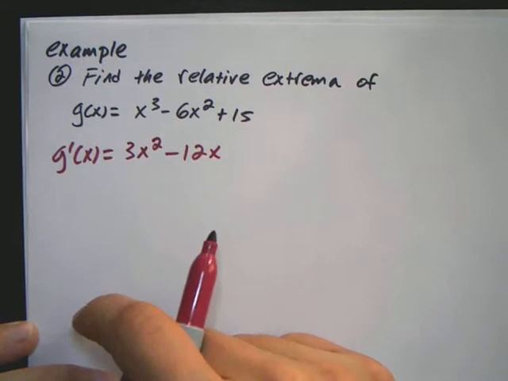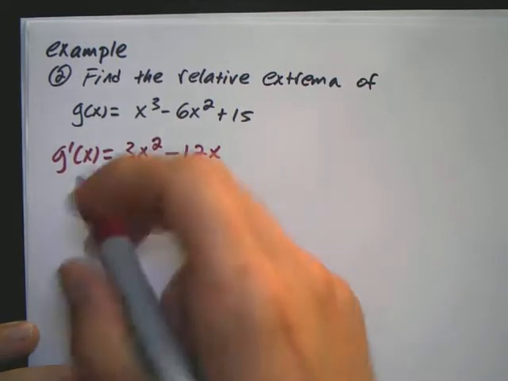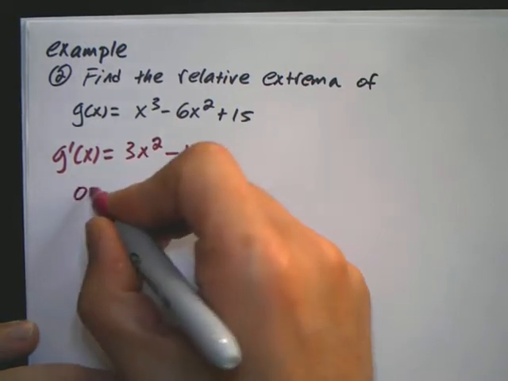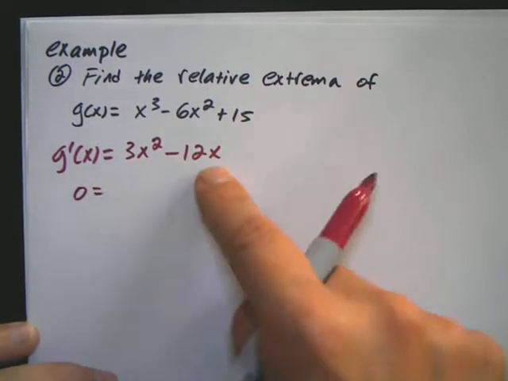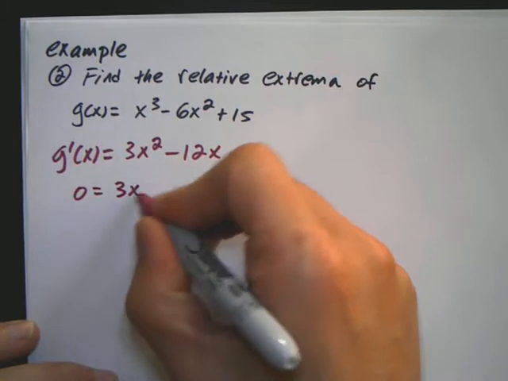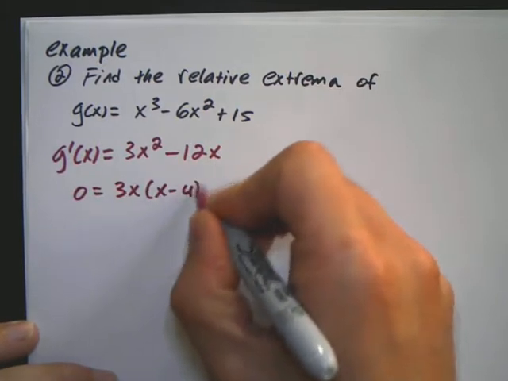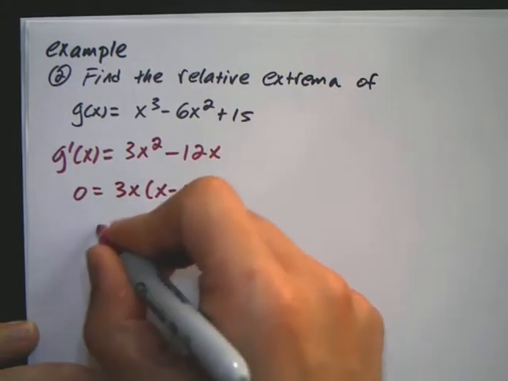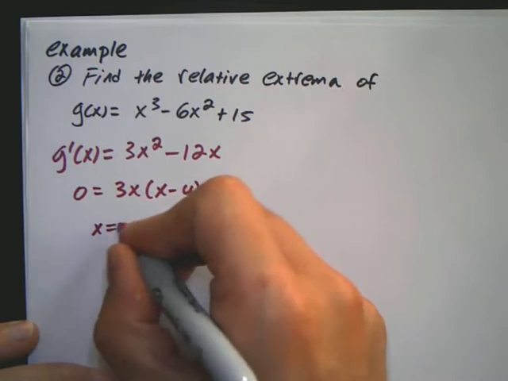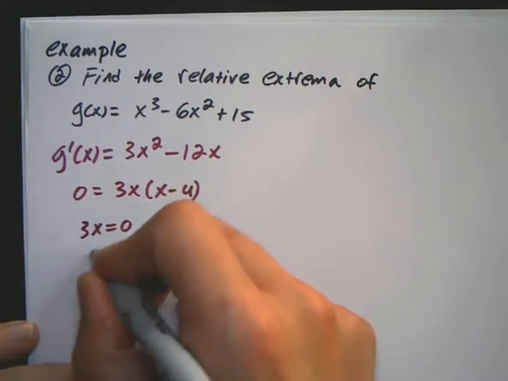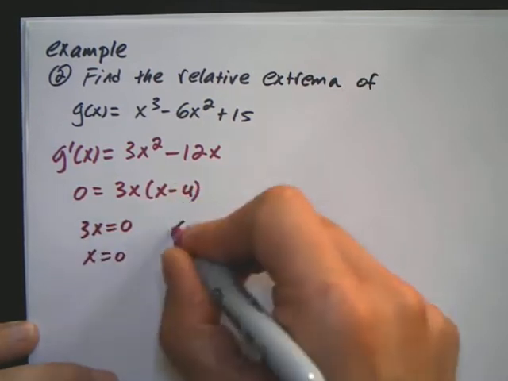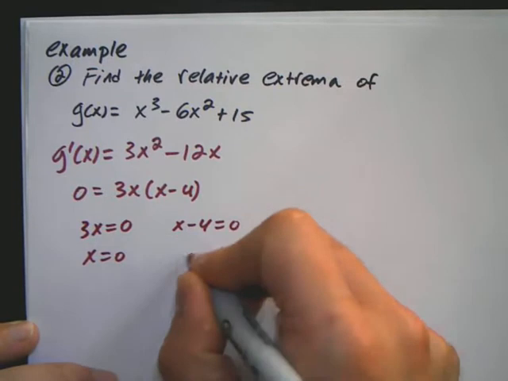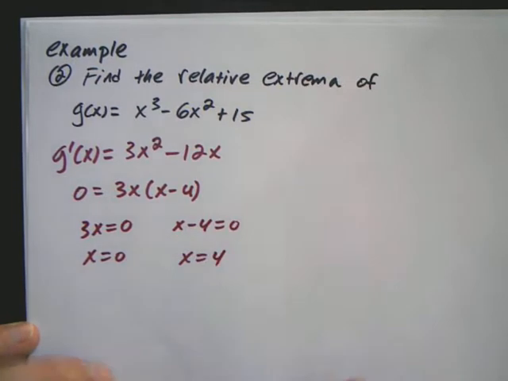So I want to set this derivative equal to 0. So 0 is equal to, I can factor out a common term, which is going to be 3x(x minus 4). So my critical points are going to be, well, if I set 3x equal to 0, that means x is going to equal 0. And then x minus 4 equal to 0 means x is equal to a positive 4. So these are going to be my critical points.